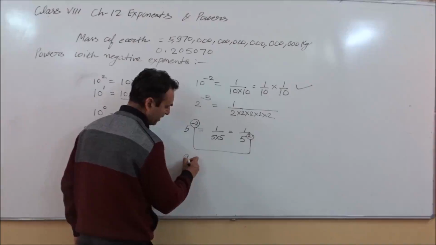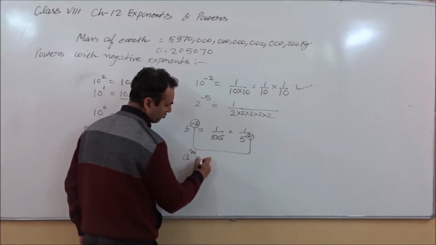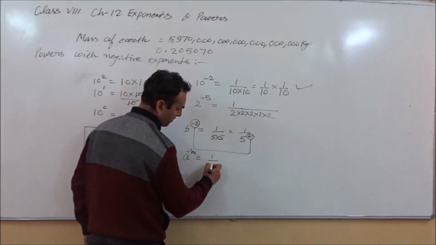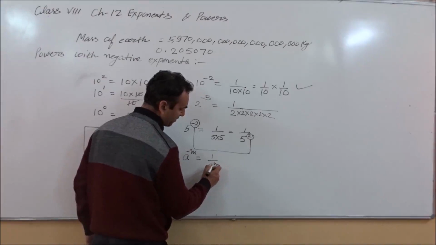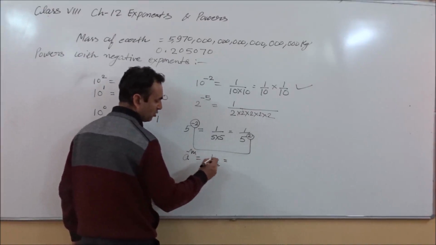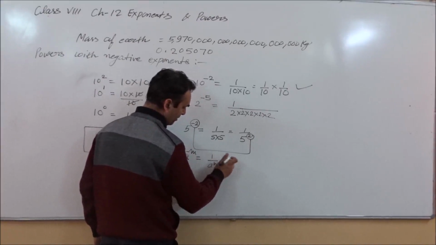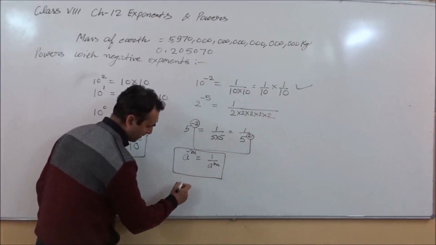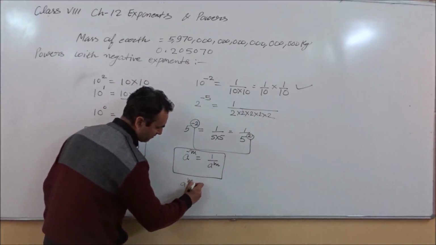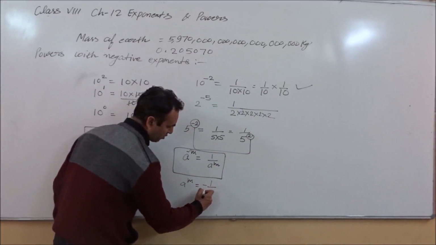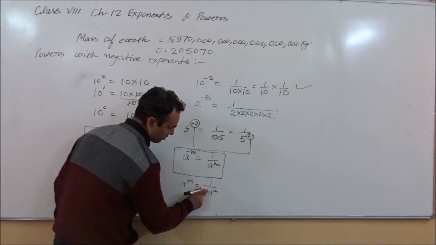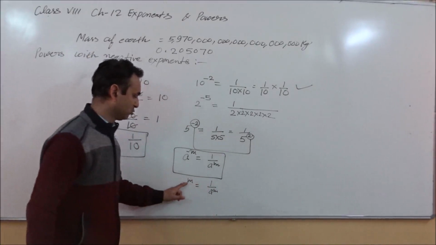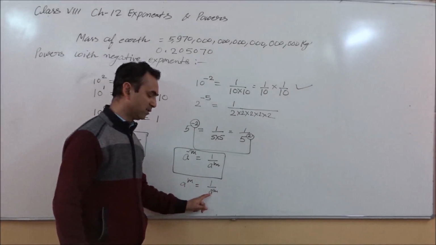And the formula is here: a raised to minus m is equal to 1 upon a raised to m, and 1 upon a raised to minus m is equal to a raised to m. This is the complete formula, you can see. And a raised to n is equal to 1 upon a raised to minus n.